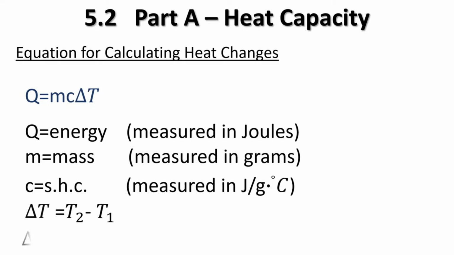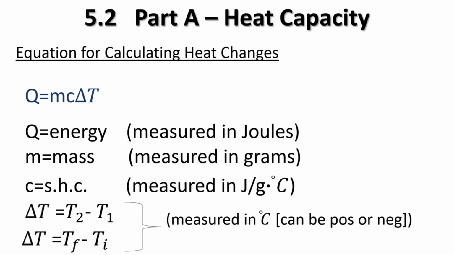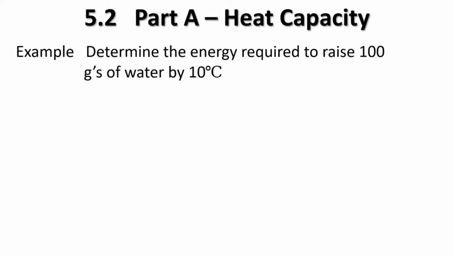I've never really been a big fan of that. I prefer more to think of it as our final temperature minus our initial temperature. The reason I like that is because you can't always depend on the question to give the values T1 and T2 in that order. Perhaps even in a lab, it might just make more sense for it to be T final and T initial. And of course, these are measured in degrees Celsius. Now, the kicker is they can be either positive or negative. So energy can be released to the surroundings or taken in from the surroundings, one or the other.